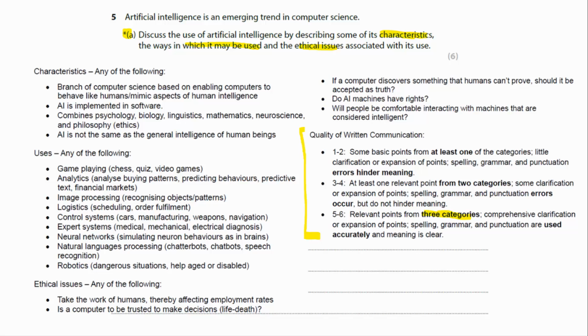So AI is just this branch of computer science based on mimicking human aspects of intelligence, and it combines quite a lot of fields, which we talked about in my video, I do remember now. Some of the uses, the simple ones like game playing, but also things like working in factories and natural language processing. This is quite a big one. And ethical issues are probably most obvious with artificial intelligence, life-death decisions, and quite an important one is the economic effect of AI.